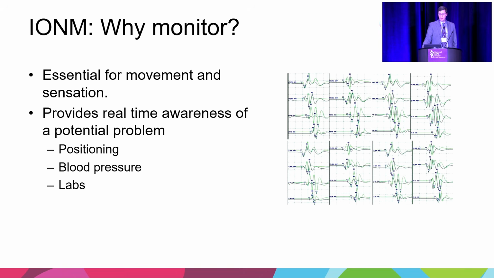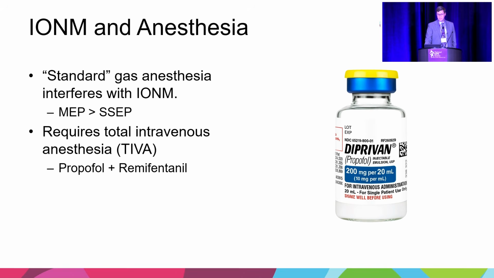So why monitor? Well, as we mentioned, the neurological system is essential for movement and sensation, and it needs to be intact for everything we do. IONM provides real-time awareness of a potential problem so that we can address things like positioning or blood pressure. We can look at labs and make sure that the oxygen carrying capacity of the blood is adequate. And ultimately, if we can't resolve the change in IONM signals, then sometimes we have to have a discussion with the surgeon and abort the case in order to avoid permanent neurological injury.